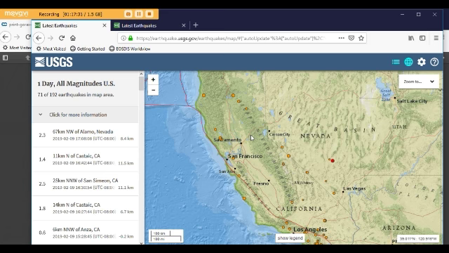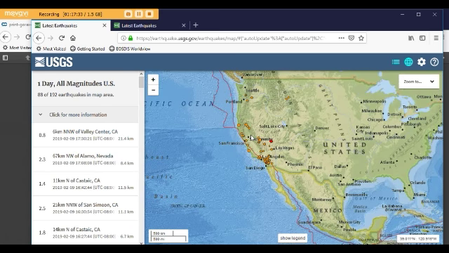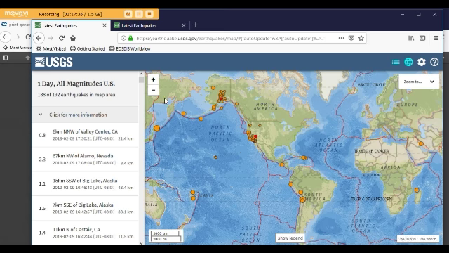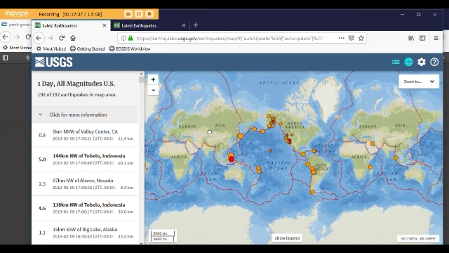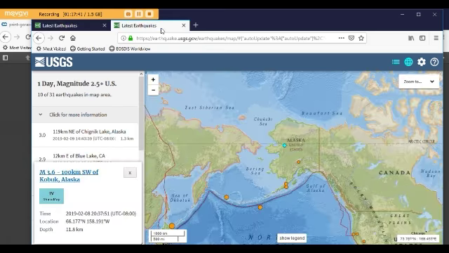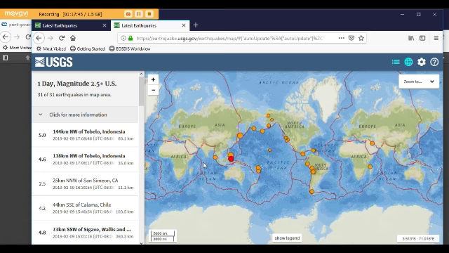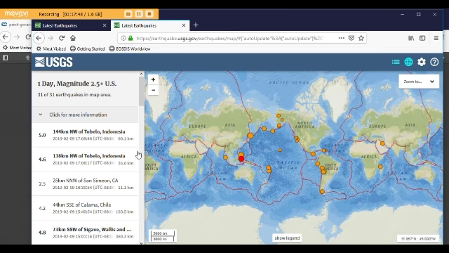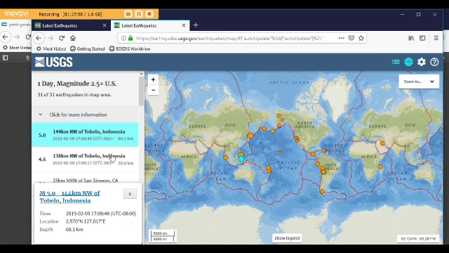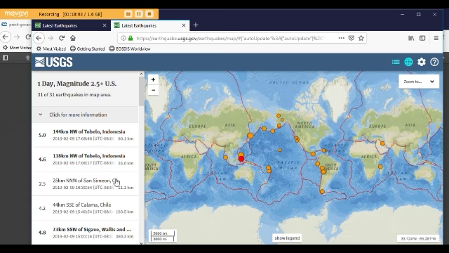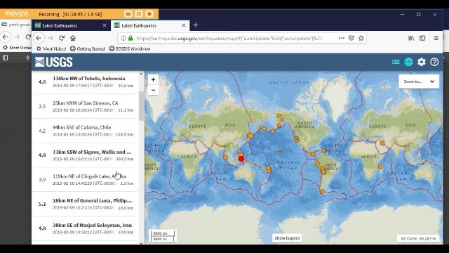Let's back out. Let's see what else might have happened. The last ones were these ones down here in Indonesia, the 5.0 and 4.6 at the same place, and we did get those. So I think that's a wrap.